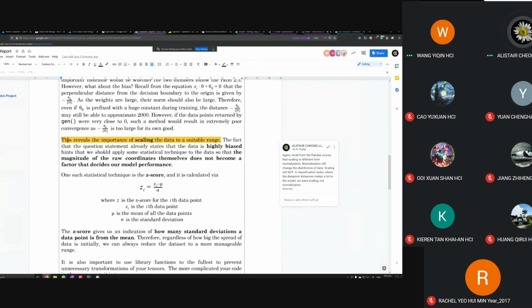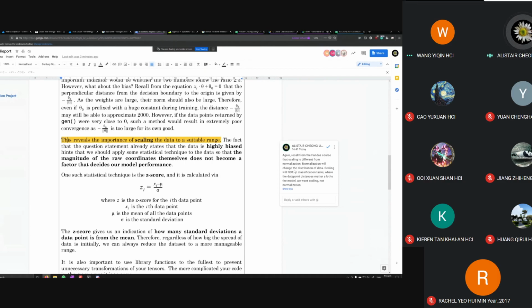So recall from the very first things we asked you to do, which is the Kaggle course that tells you that scaling is different from normalization, right? Scaling will change the range of the data, but will not change the distribution. Normalization will change both the range and distribution.